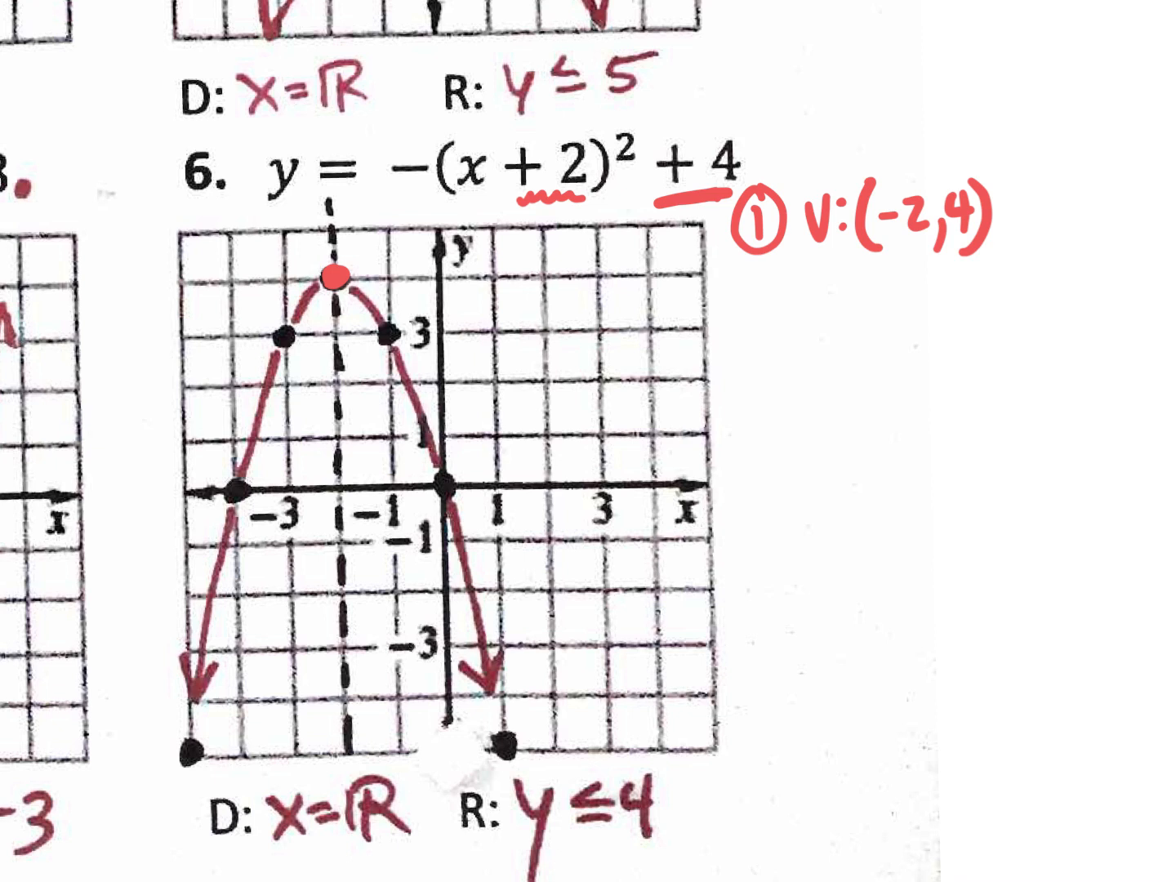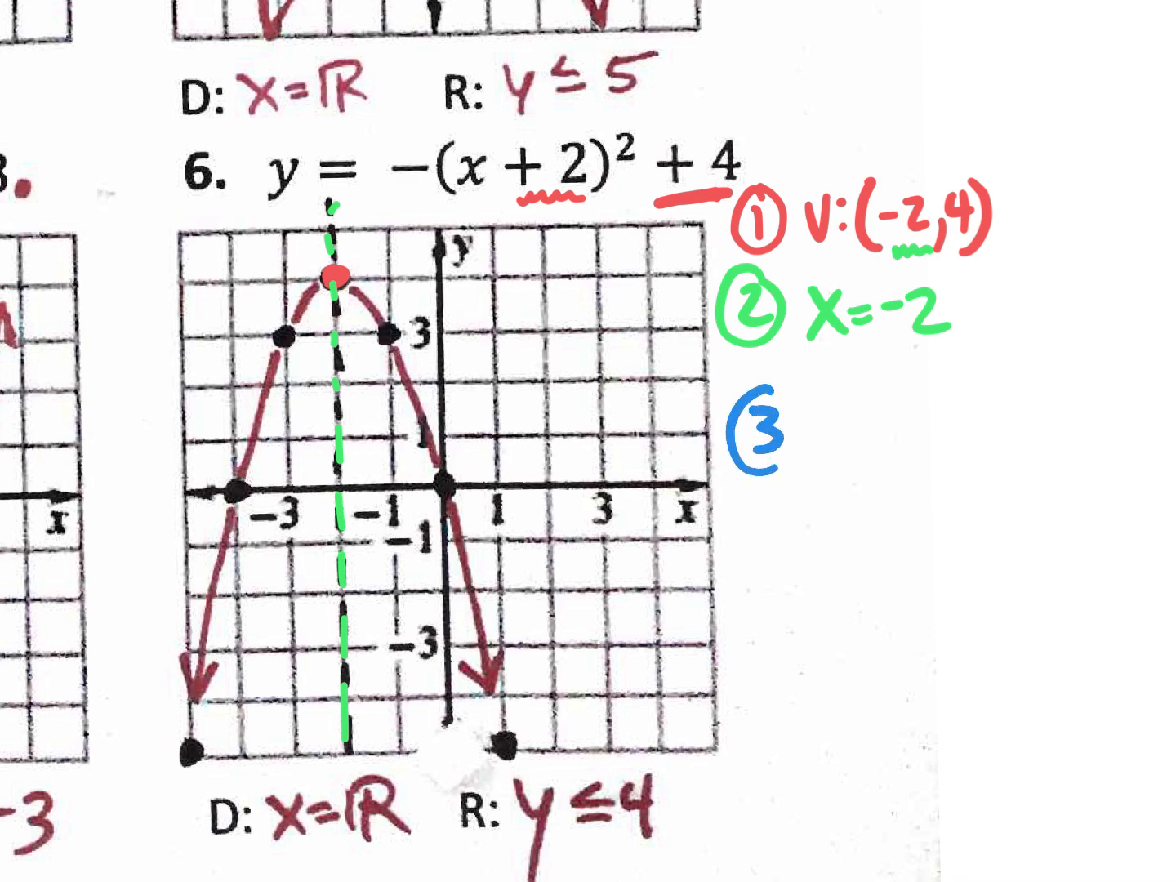red dot. And from that point, yes, you can make an input-output table to find other coordinates, but the easier thing to do is to first draw your axis of symmetry that runs right through it. And the axis of symmetry equation is always going to be x equals the h value, which is the x value of your vertex. So once you draw this dotted line, then you're ready to get some coordinates.